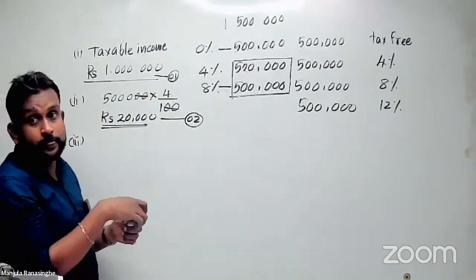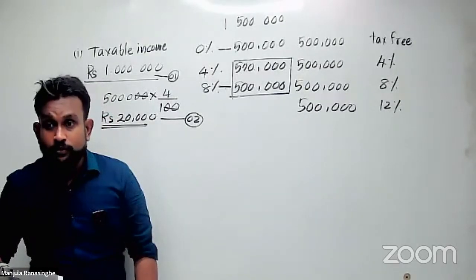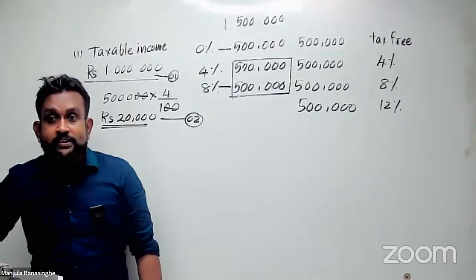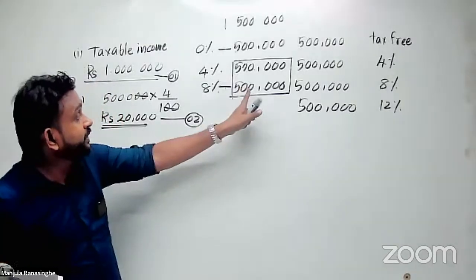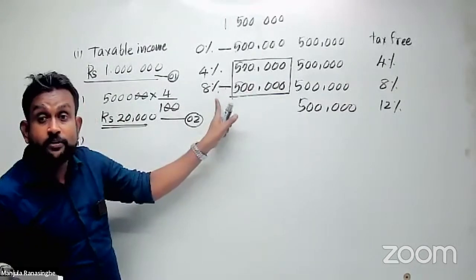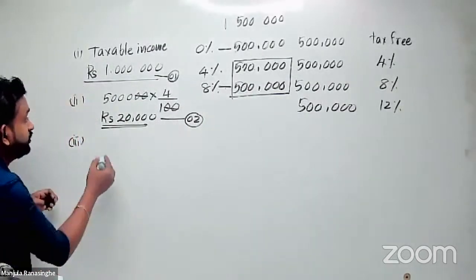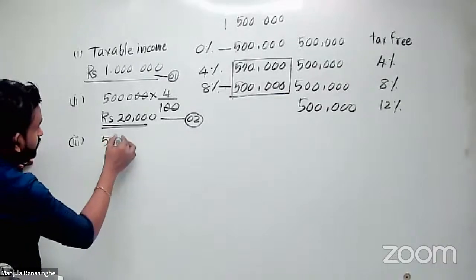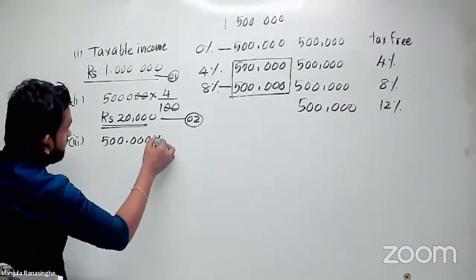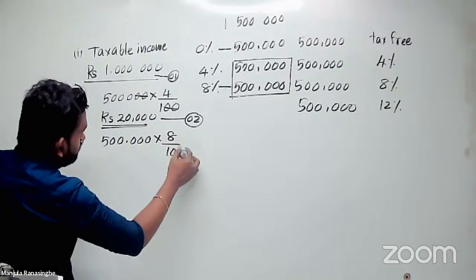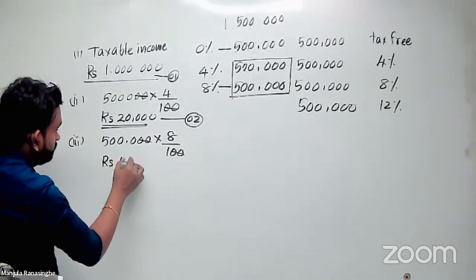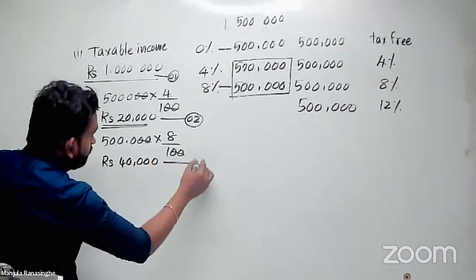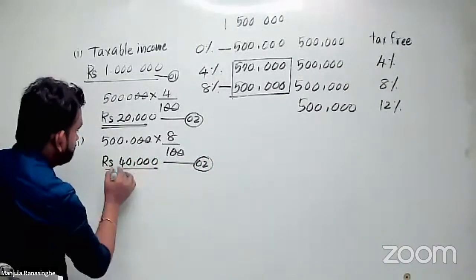Then part 3. Find the tax charge on the next 500,000. So next 500,000 means this one. Of that, 8% is charged. Then you write 500,000 into 8%. Multiply, write these steps, two zeros cancel, then rupees 40,000. So for that one, you have 2 marks.